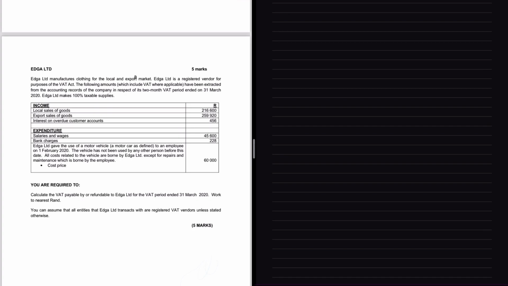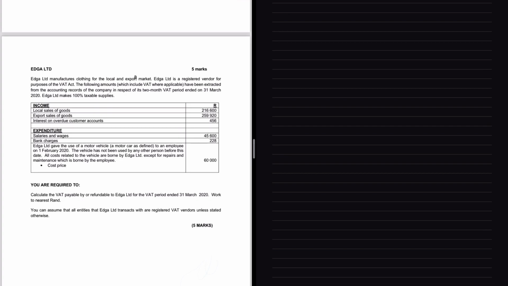Then we're given our list of income and our list of expenditure. Required: calculate the VAT payable or refundable to Edgar Ltd for the VAT period ended 31st March 2020. Work to the nearest rand. You can assume that all entities that Edgar transacts with are registered VAT vendors unless stated otherwise.